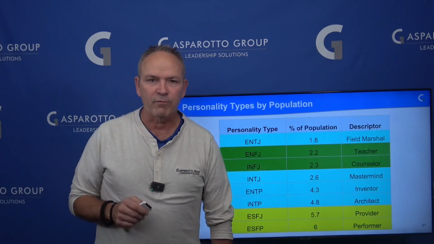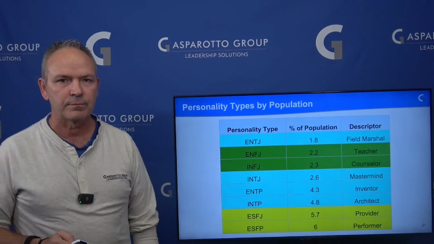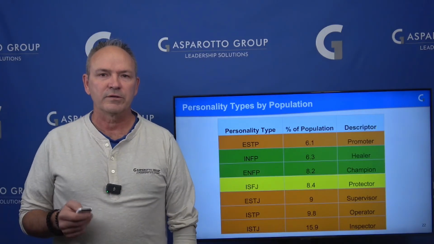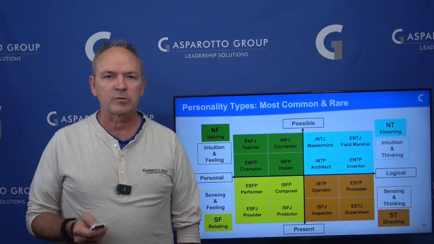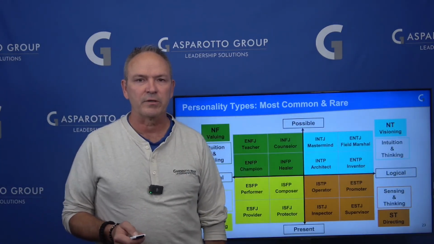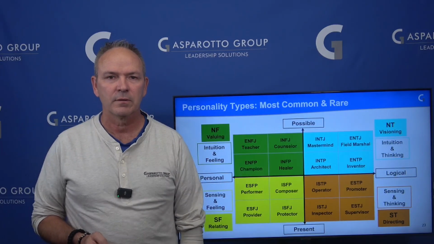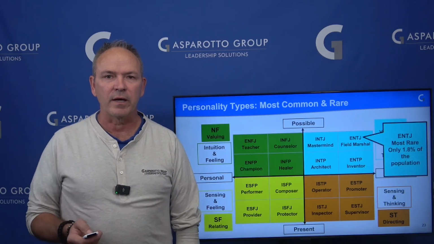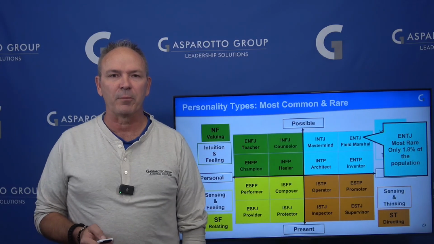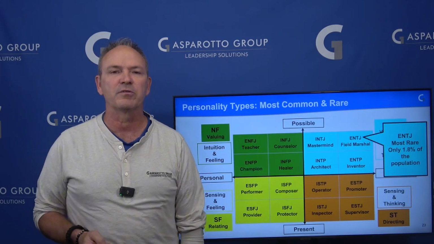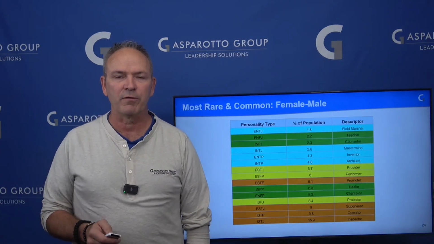Here we see the first 8 of 16 personality types by percent of population. And here we see the second 8 of the 16 personality types by percent of population. The most common personality type across the population is ISFJ, protector. This is about 14% of the population. Field Marshal, ENTJ, is the rarest, and only about 1.8% of the population demonstrates preferences affiliated with this type. Here are the most common and rare personality types, based on male and female genders.